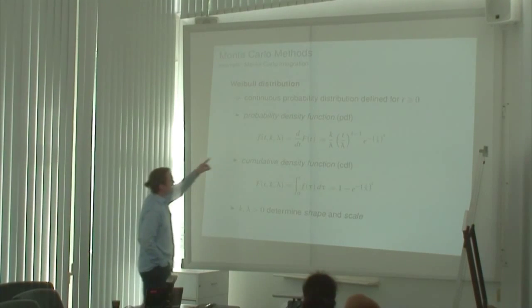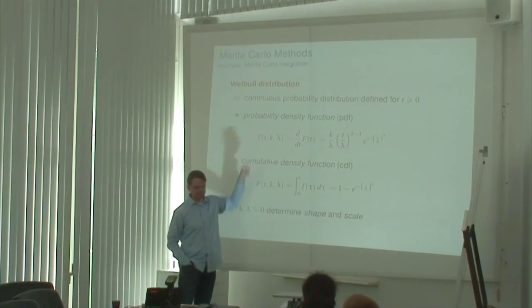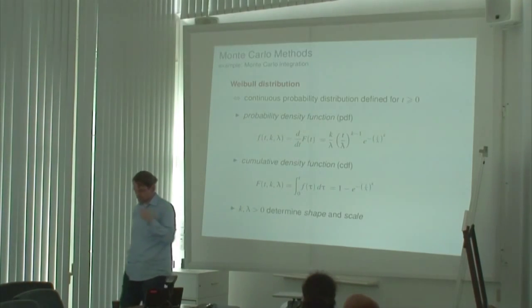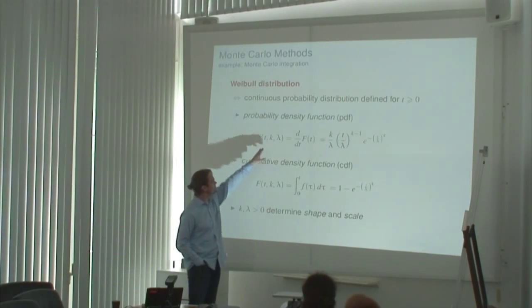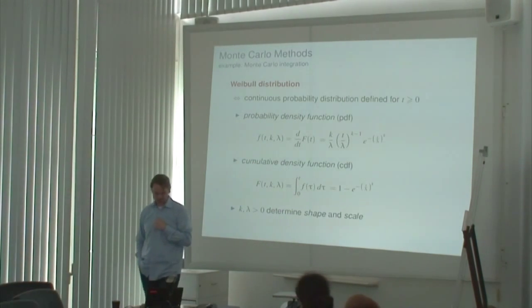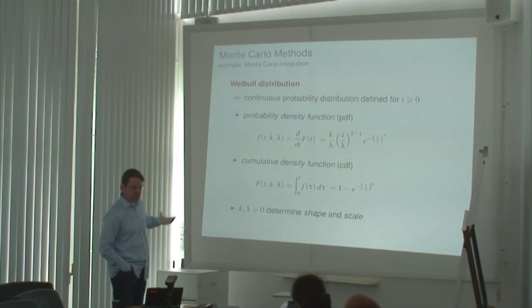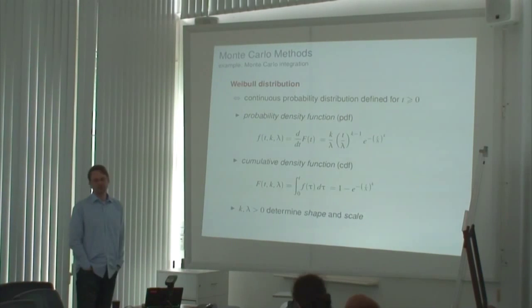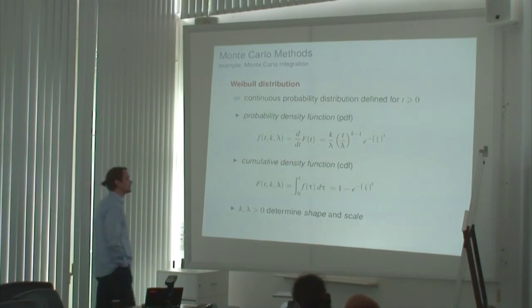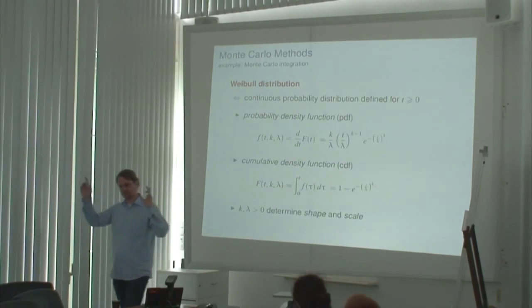Here is how it is defined. The probability density function of the Weibull depends on the variable t, a real number, and two parameters, say k and lambda. And it is given as k over lambda times t over lambda raised to the power of k minus 1 times e to the minus t over lambda raised to the power of k.